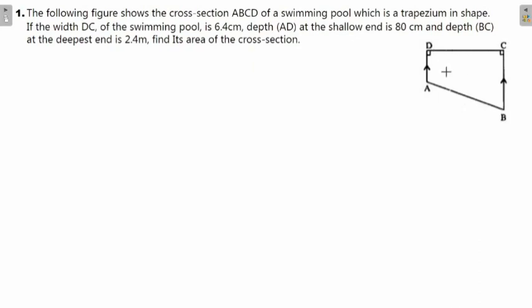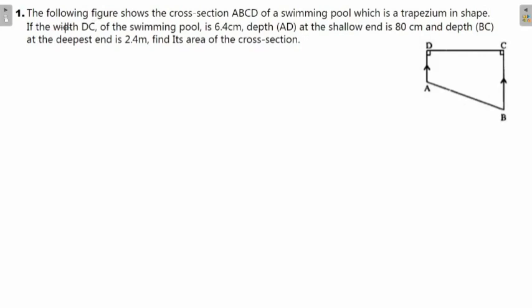So if I ask you what shape is this, obviously you see the arrows out here. So here I see that these two sides are parallel. So whenever we have only two sides parallel, then it becomes the shape of a trapezium, right?